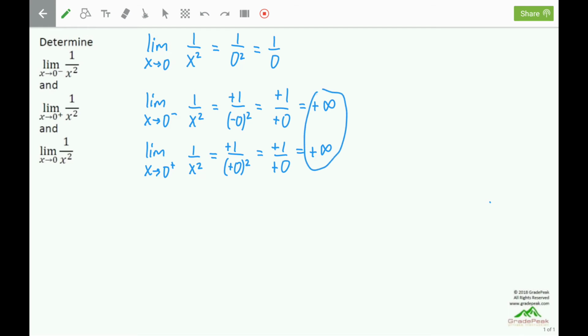For the two-sided limit, we compare the two one-sided limits. They match each other. Therefore, the two-sided limit is the same thing. It's also a positive infinity. And there's the results of the three different limits.